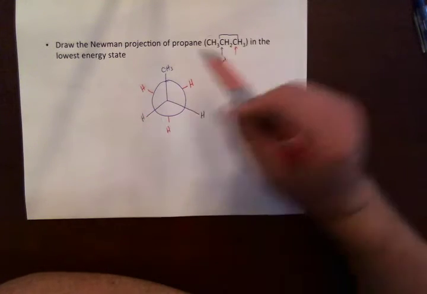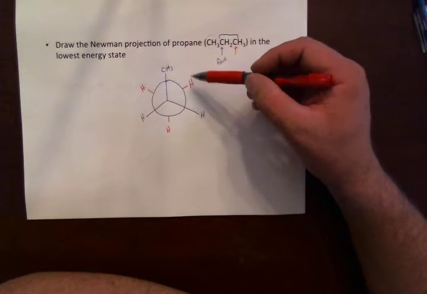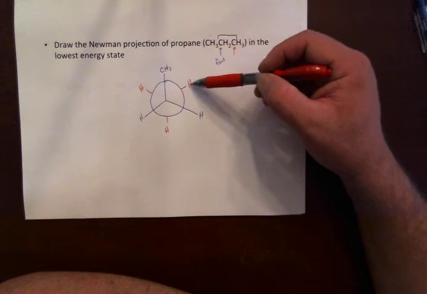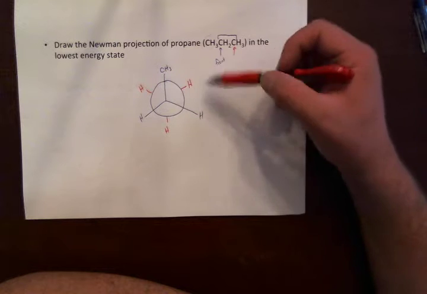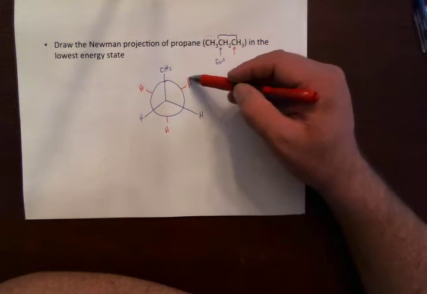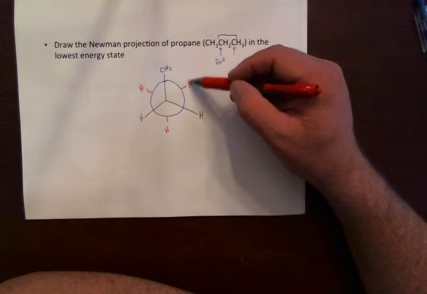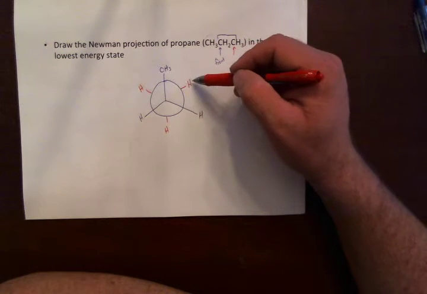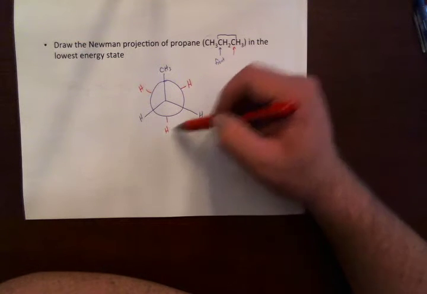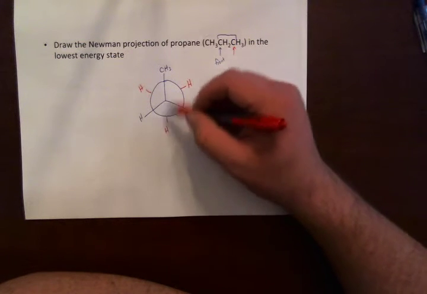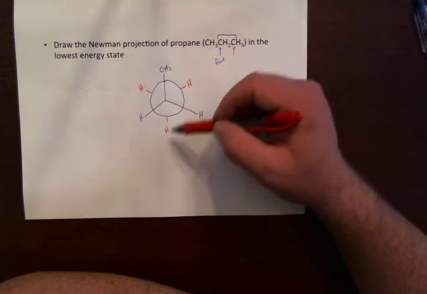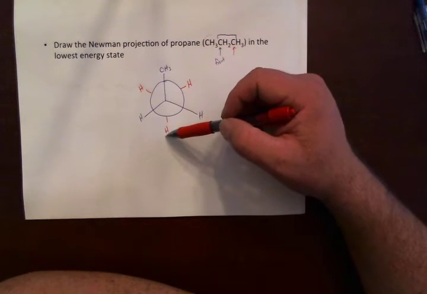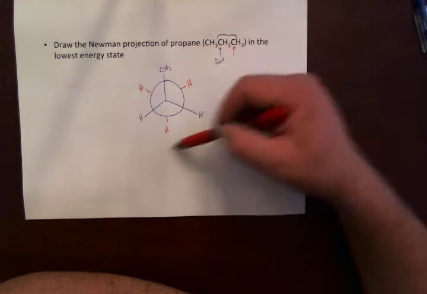Now, if you had non-hydrogens on the back, a large group on the back, you're going to want to get that group as far away as possible. Let's say you had a chlorine hanging off of here instead of one of these hydrogens. You're not going to want to have the chlorine here because you're going to have what's called a gauche interaction. So you rotate that back one around so that it's 180 degrees from the big group in the front. That's called the anti-configuration. For this one, it's not that big of a deal.